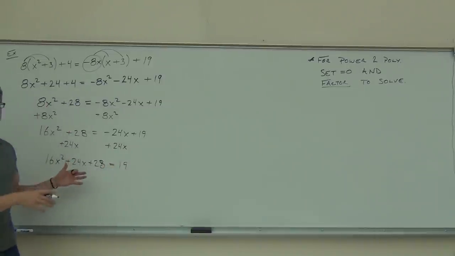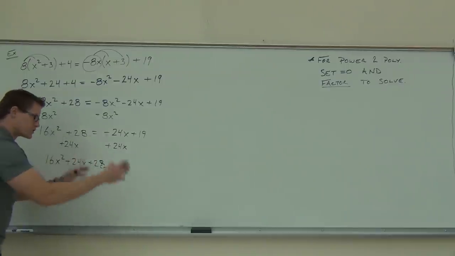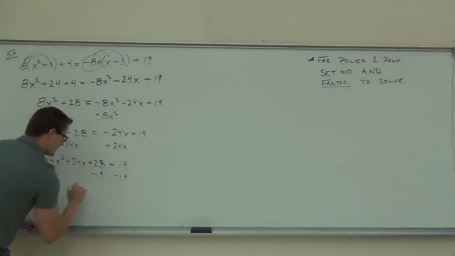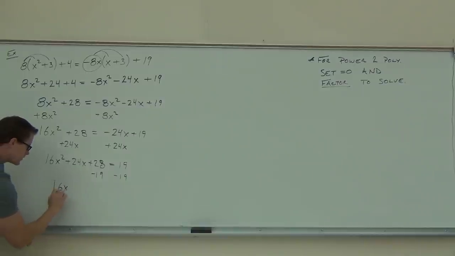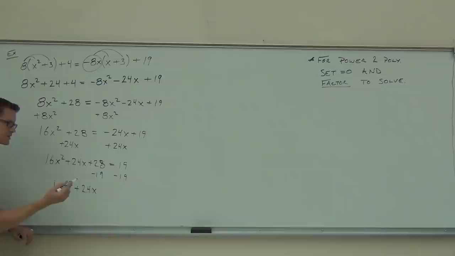We learned from our last example and from before that it's got to be a 0. So there's one more thing we have to do. We're going to subtract 19 from both sides. And we'll be left with 16x squared plus 24x. I think that's plus 9, isn't it? Yes.